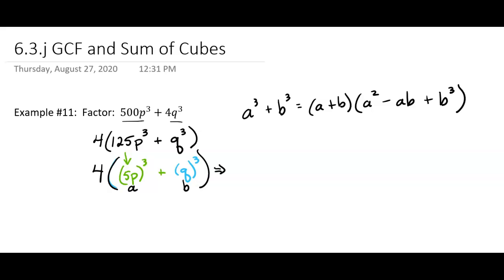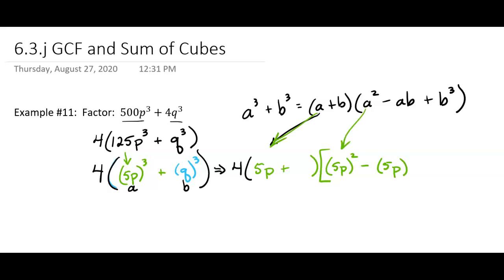So I'm going to come over here. I'm going to leave myself a lot of room, hopefully. The 4 is still going to be out front. Then I'm going to have, and I'm following this form right now, the A, which is 5p, put the 5p there, plus, and then we bring in that bracket, 5p squared minus 5p. Okay, we're done with the A then. The A went there, and it went there, and it went there. And now we're going to put in the B, which is q.